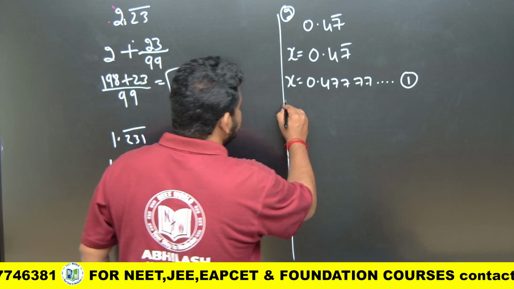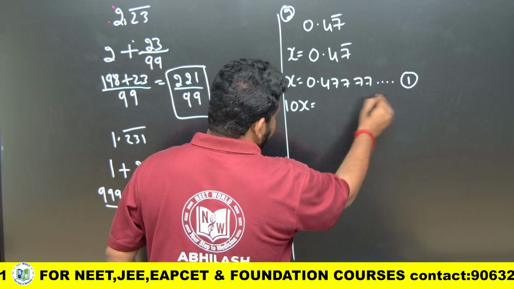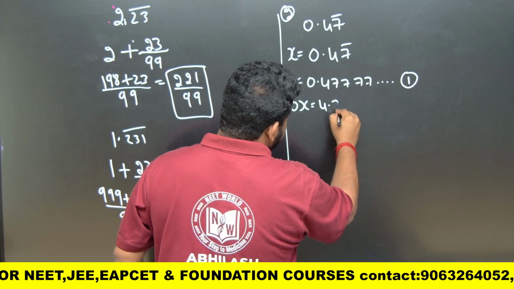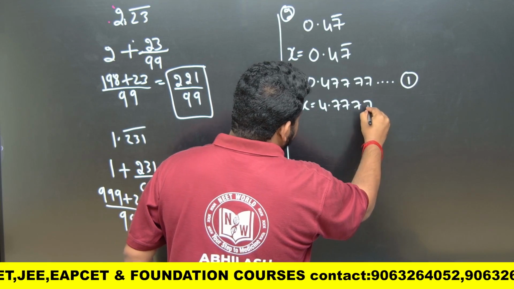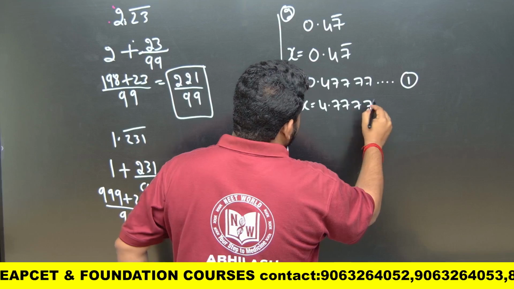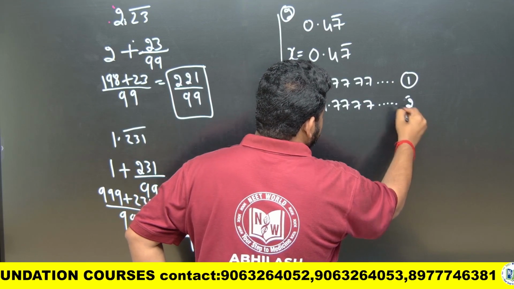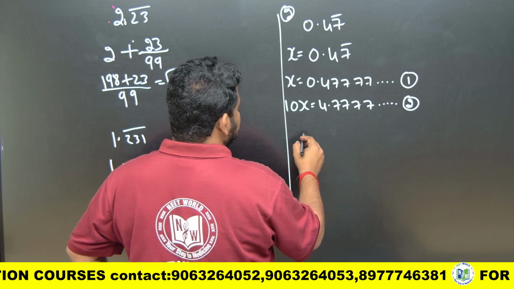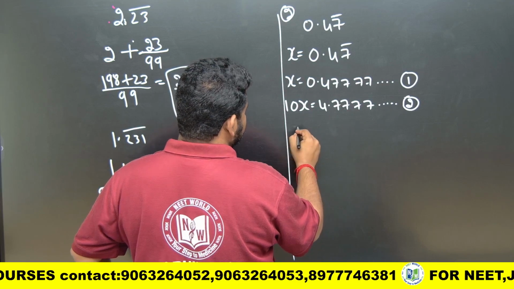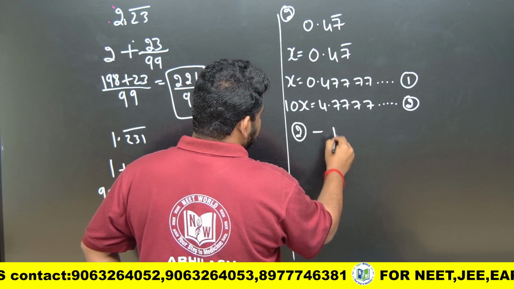So this will become 10x, and if I multiply this one, this will become 4.7777, like this it goes on. This will become equation 2. Now what should I do? I should do 2 minus 1.